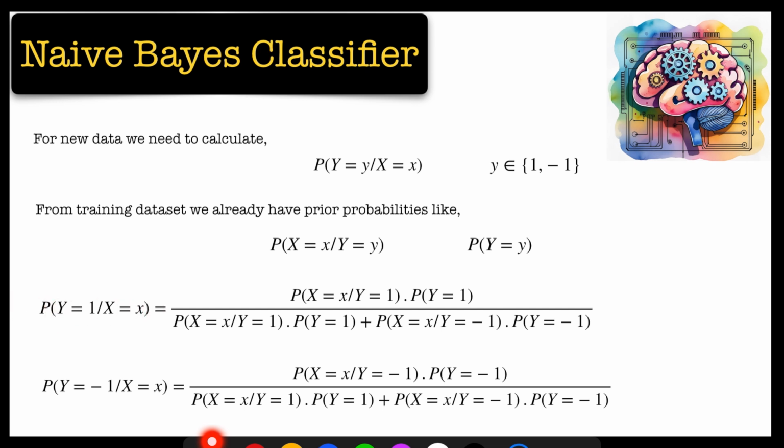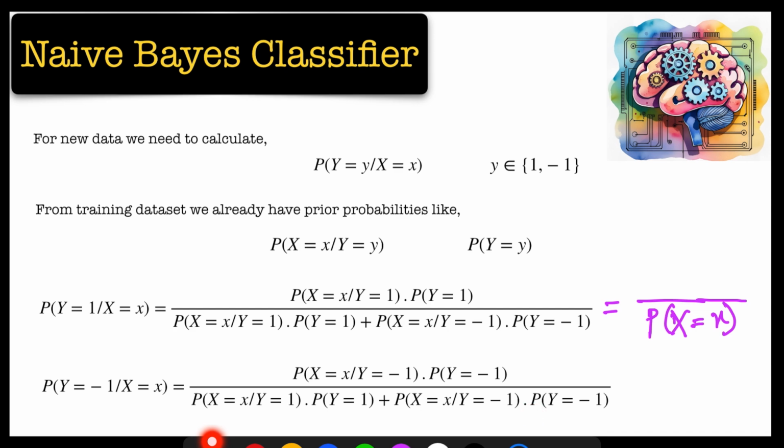Now how will we calculate that? From the Bayes theorem, it will be probability of x given 1 times probability of output 1, divided by this whole thing. This is basically probability of x. So this part is probability of x equals x, which we have just expanded: probability of x given y equals 1 times probability of y equals 1, plus probability of x given y equals -1 times probability of y equals -1. And for the other probability, we get probability of x given y equals -1 times probability of y equals -1, divided by the whole thing.